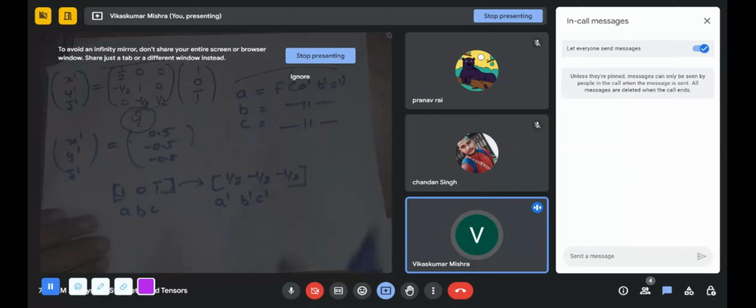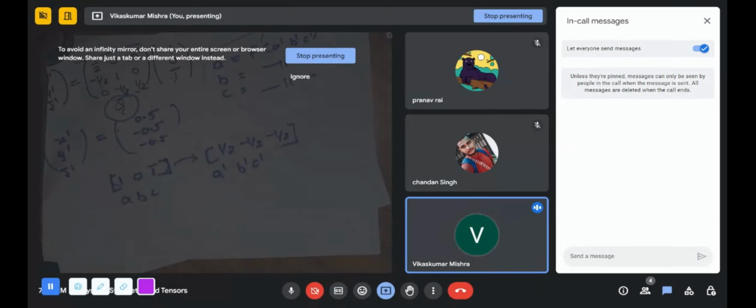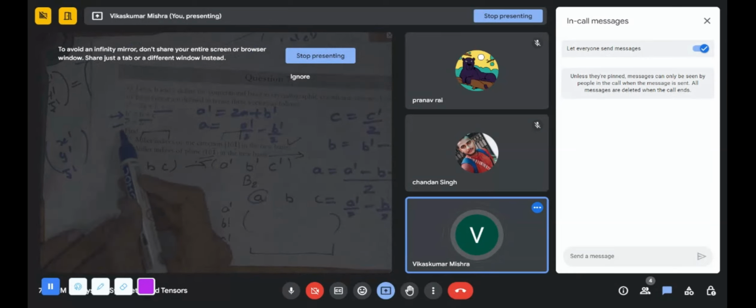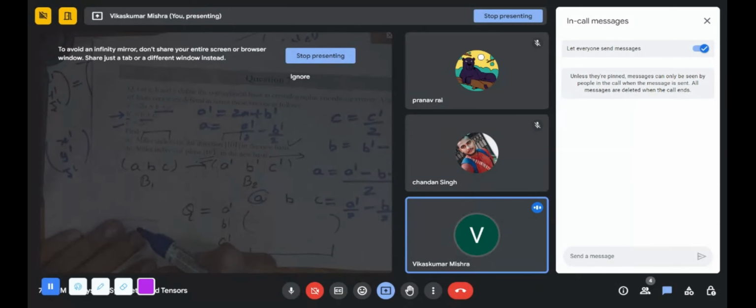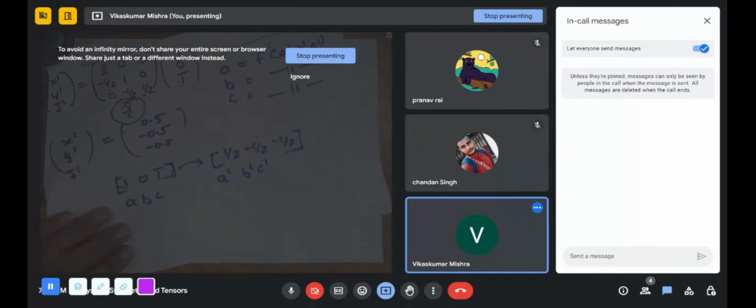Either it will be directly given in the question. In this particular question, you might think that A dash, B dash and C dash are given directly, which we are not using. We are only using A, B and C. We are finding A, B and C in terms of A dash, B dash, C dash, not A dash, B dash, C dash in terms of A, B and C. It's a reverse way, and so we are able to solve this particular question in this way.